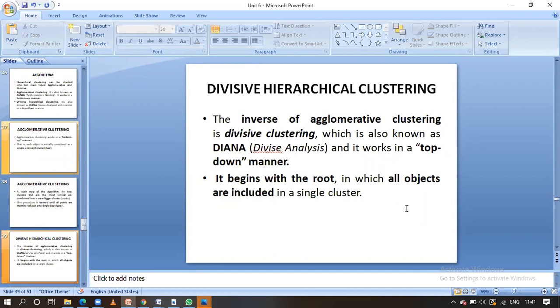Then the second one is the divisive hierarchical clustering. That is the reverse process of agglomerative hierarchical clustering. We call it Diana, divisive analysis. That is in the top down manner. The previous one is the bottom up manner. Top down means here we are going to start from the root. In the root we will have all the objects in the single cluster, guys.